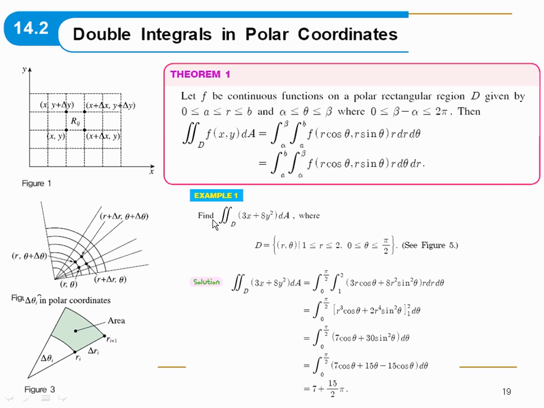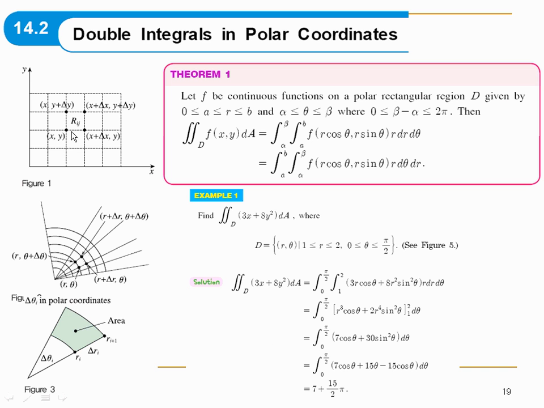Let's see. Find the double integral of 3x plus 8y squared dA, where D is given like this. Then from the theorem, this can be written in this way by the change of variables from rectangular coordinates to polar coordinates. Here x is replaced by r cosine theta, y is replaced by r sine theta, and dA is replaced by r dr d theta. So if we do the integration, it gives us the value 7 plus 15 over 2 pi, like this.